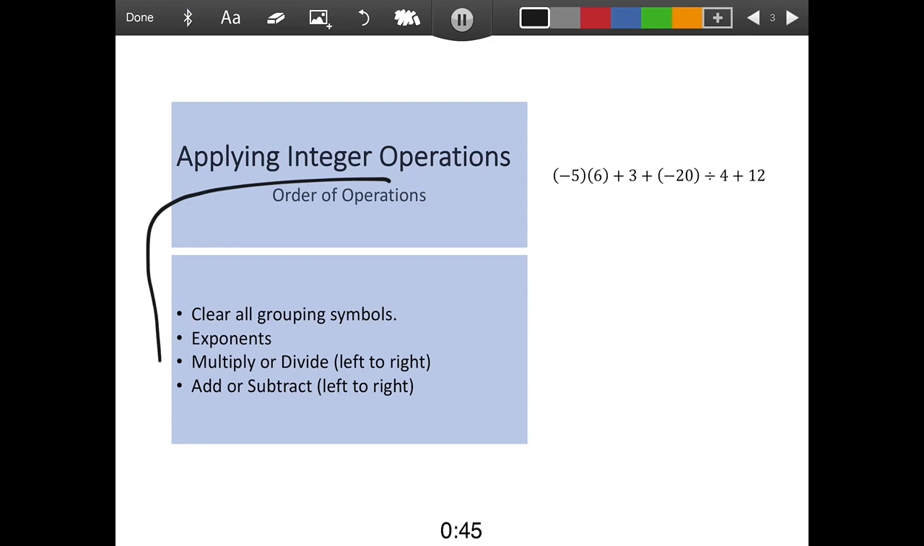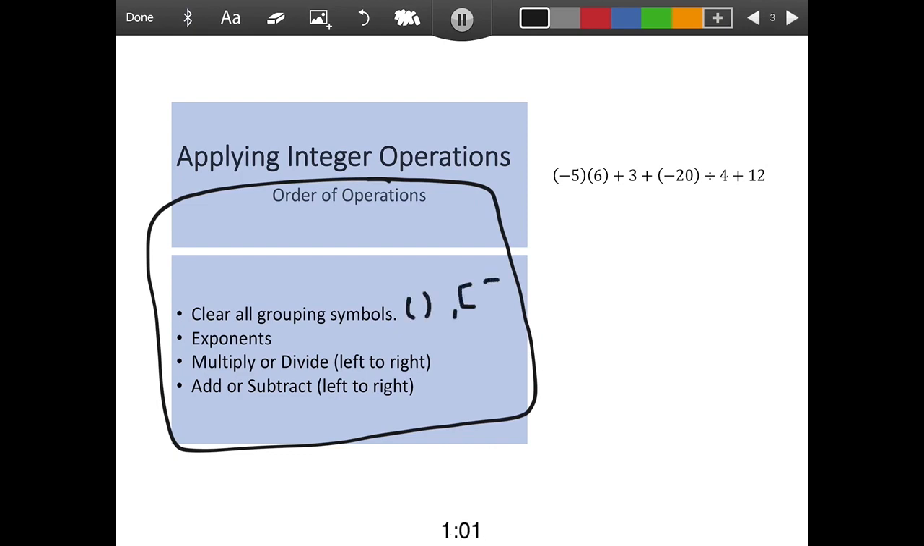So here are our order of operations. You have probably seen these throughout your years in school. First, we're going to clear any grouping symbols. That's your parentheses, your brackets, things like that. Then we're going to see if we have any exponents to take care of. Next, we're going to multiply or divide left to right, whichever one comes first. And then last, we're going to add or subtract left to right, again, whichever comes first.